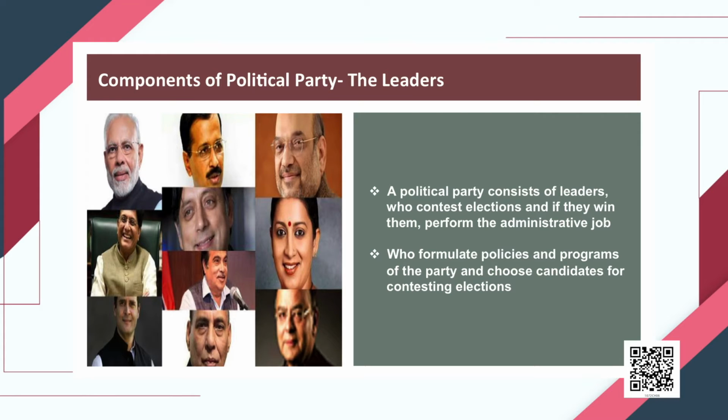Can you identify the people in these images? Yes, you got them right. All of them are political leaders belonging to different political parties. What do you think is their role in a party? A political party consists of leaders who contest elections and, if they win them, perform the administrative job. They formulate policies and programs of the party and choose candidates for contesting elections.